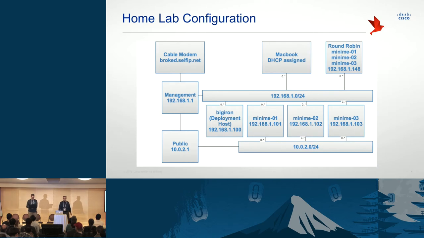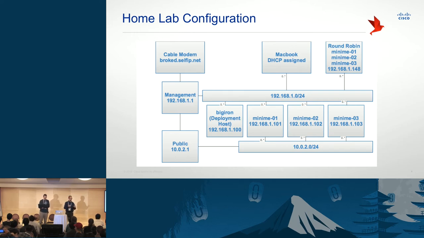Okay, there we go. So this is my home lab configuration. There are two networks. One is a management network, the 192.168.1.1 network. The other network is the 10.0.2.0 network. That's a Neutron public network. That goes to a public router, which goes out over my cable modem, which is in the upper left-hand corner. It's broke.selfip.net. The cable modem uses Dyn DNS, so it registers its IP address with the global DNS system, so I can connect to broke.selfip.net and access my OpenStack cluster remotely.